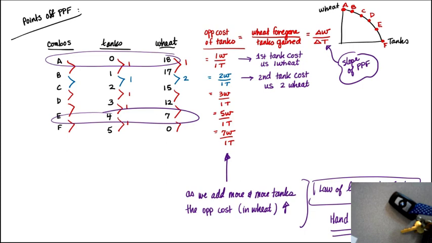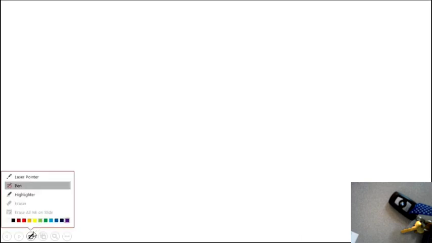By the time we get to the 5th tank, I've got very few people with mechanical skills, so I'm going to need 6 or 7 of you. We're going to have to give up more and more and more wheat. But read that handout. All right, so let's take this home and connect this to slope.